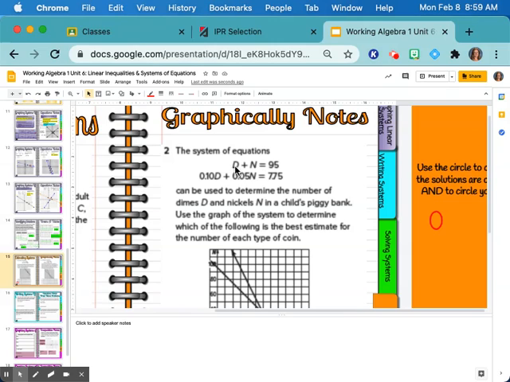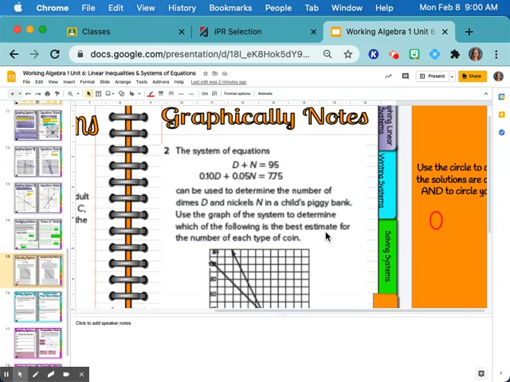Dimes and nickels. So the number of dimes plus the number of nickels equals 95. So what does that mean? You have 95 coins that were dimes and nickels combined. And then what about this? Why did they put 0.10D? How much a dime is worth, right? 10 cents times dimes plus 5 cents times nickels equals, what does this 7.75 represent? The total is $7.75 in dollars, yeah. How much money he has.